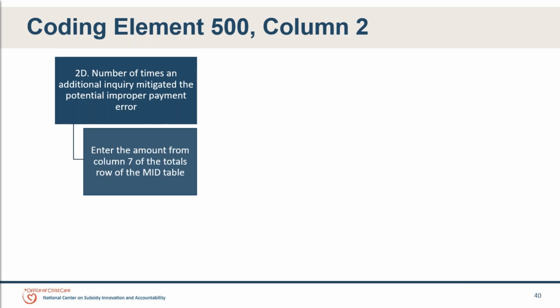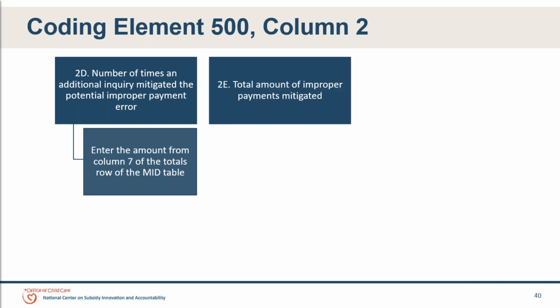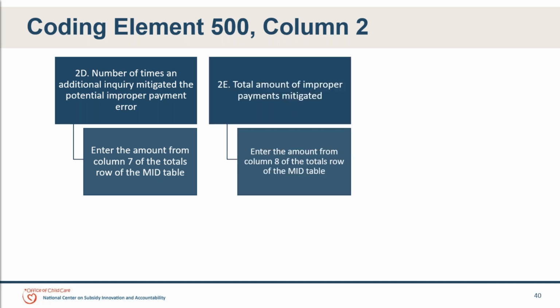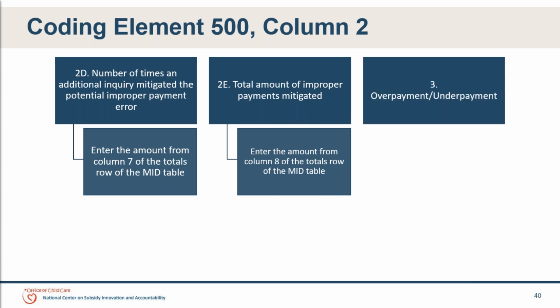2D is the number of times the additional inquiry mitigated the potential improper payment error. And that's taken from column 7 of the totals row of the mid table. 2E is the total amount of improper payments mitigated, and that is the amount from column 8 of the totals row of the mid table.